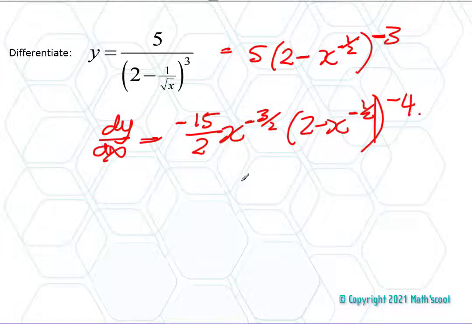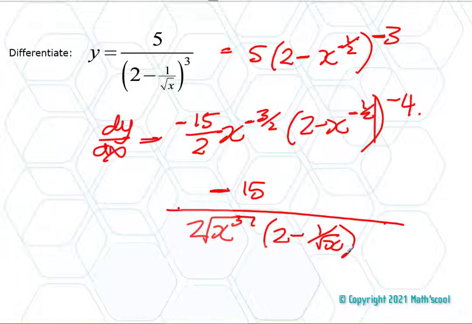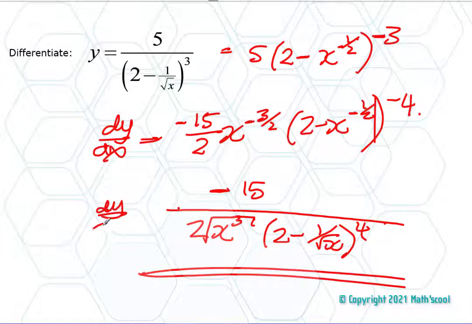And then just tidy that up. I'll write that as a big fraction. The 15 is going to go on the top of the fraction. The minus can stay on the top of the fraction. The 2 is going to go on the bottom. This x to the minus 3 over 2, if I push it down to the bottom, it's going to become x to the 3 over 2, which is x cubed and then square rooted. And then this is going to become 2 minus 1 over root x to the power minus 4. So I've pushed it down to the bottom, so that will become to the power 4. And so there's my dy by dx.